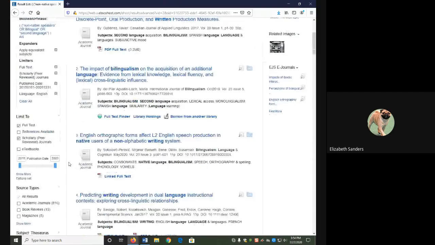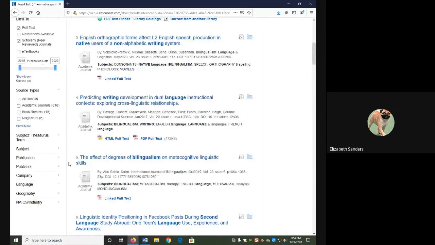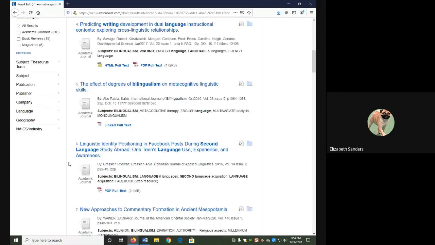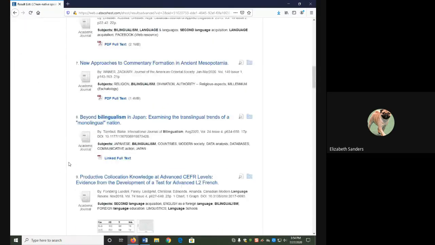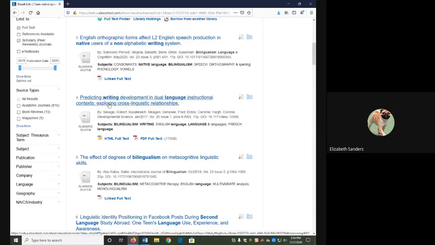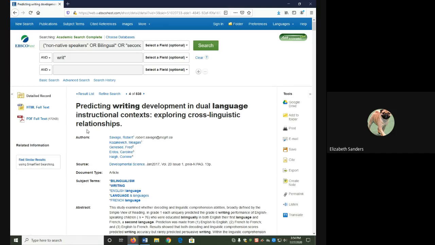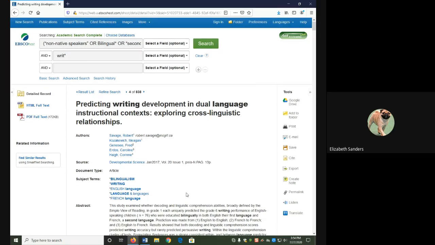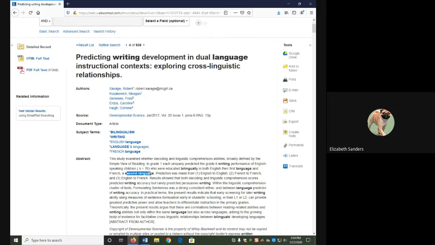I'm going to select one of the results that looks interesting to me and has all my keywords in it. I am going to use this one. Predicting writing development in dual language instructional context, exploring cross-linguistic relationships. While a mouthful, that does contain a lot of my different keywords, and it does so in a way that makes sense. So it talks about writing. It also talks about bilingualism. And it does mention second language as well. So that's a pretty good sign that this will be relevant to me.